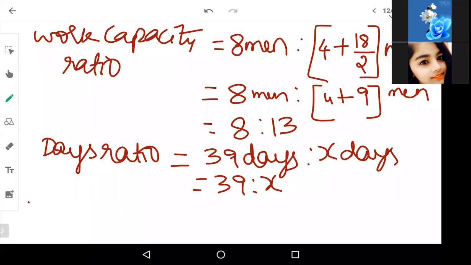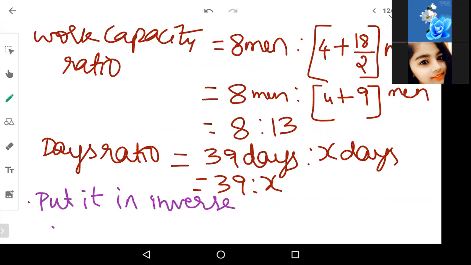Now that we have got all the ratios, let us put them in the proportion. Now put it in inverse proportion. Again, be careful, it is inverse proportion.